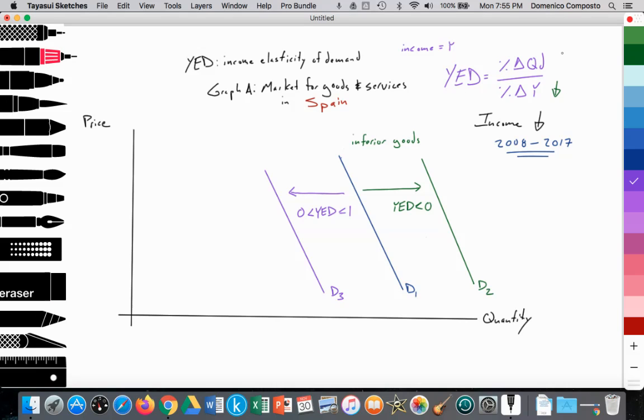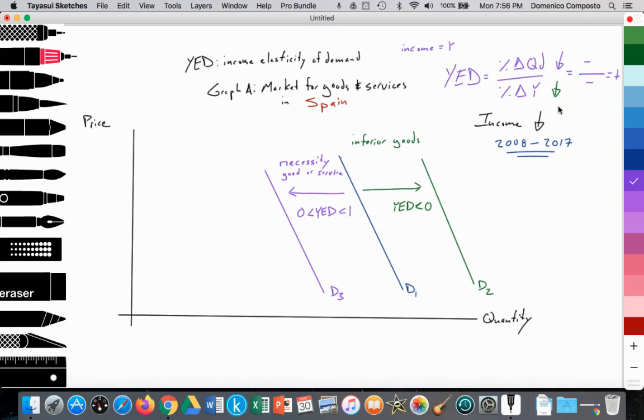So income is falling, demand is falling. So we have a negative value divided by a negative value gives us a positive. Negative divided by a negative is a positive. In this case, less than 1, but greater than 0. So this is a necessity good or service. And it's a normal good.